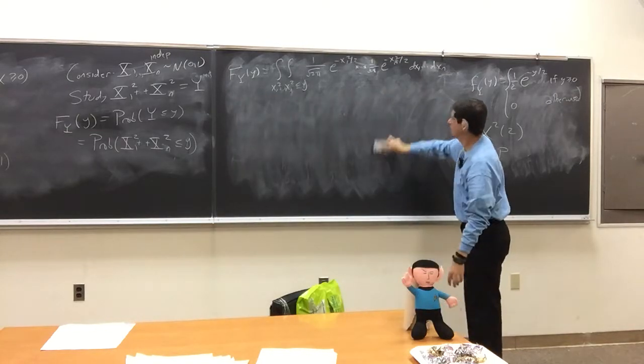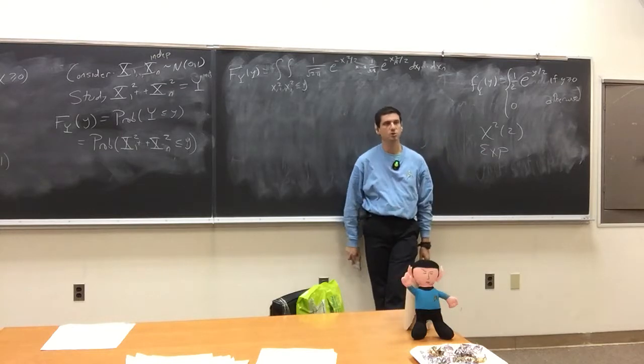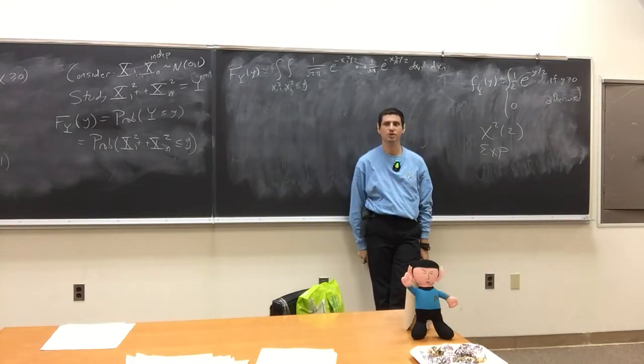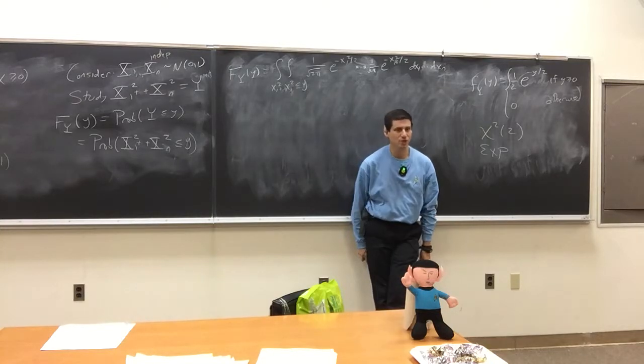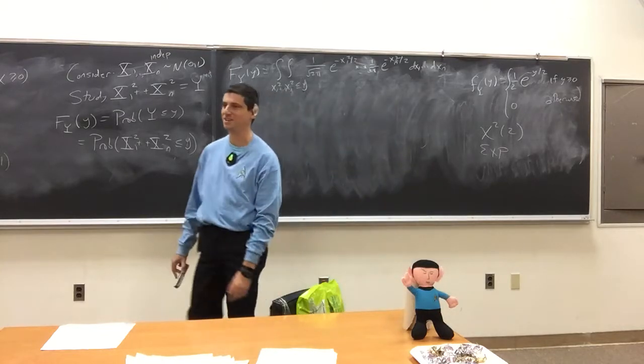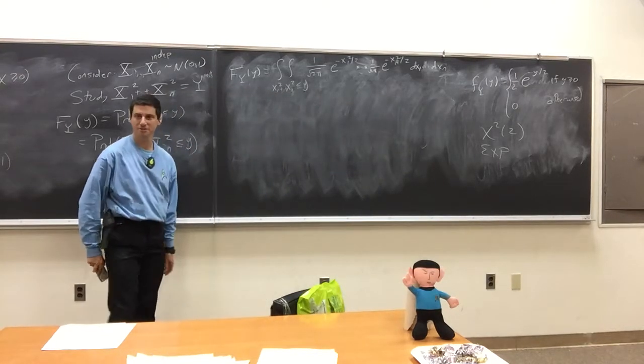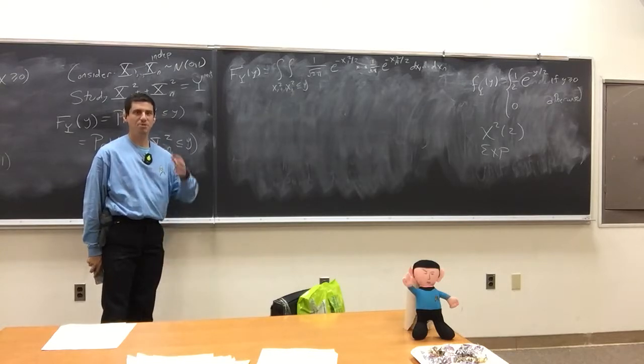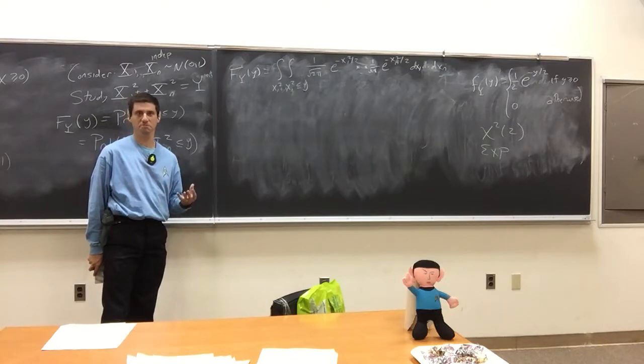OK. It's time to play What Did You Do in Calc 3? Who remembers the change of variables for spherical coordinates? This is where you have products of sines and cosines, and one of the angles goes from 0 to 2 pi, and the other angle only goes from 0 to pi. Right? People vaguely remember this, or they at least remember that something like this was done.